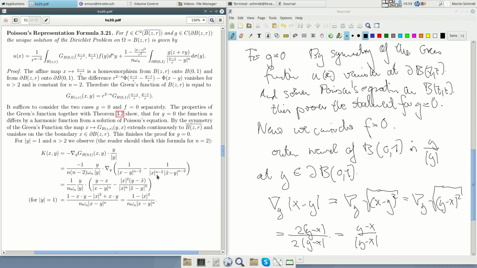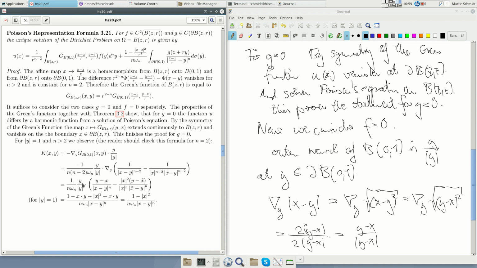And here we have written that the absolute value of x, the length of x, to the power of n minus 2 is of course the same as here, this divided by the absolute value squared. So we have written this in this form, and we get this expression here. This is just a simple calculation of the divergence.